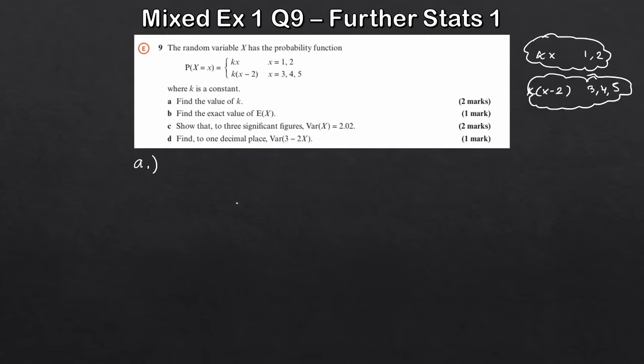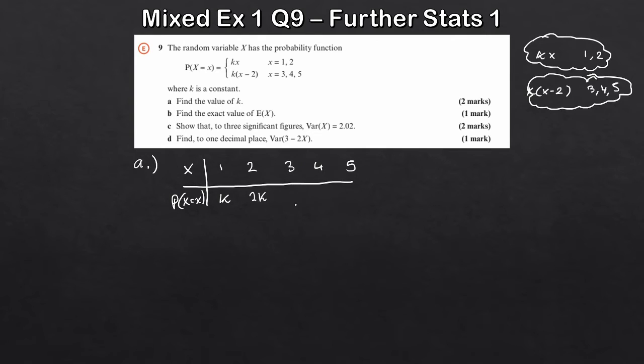So for example, if I do my table now, so I'm going to construct my own table just like we had it in the previous ones. So let's just say when x is 1, 2, 3, 4, 5, and then I've got my probability values here. So when x is 1, for example, that would be k times 1. So that's just going to be k. When x is 2, again, I'm working in this function here, kx. So when x is 2, that's going to be k times 2, or 2k.